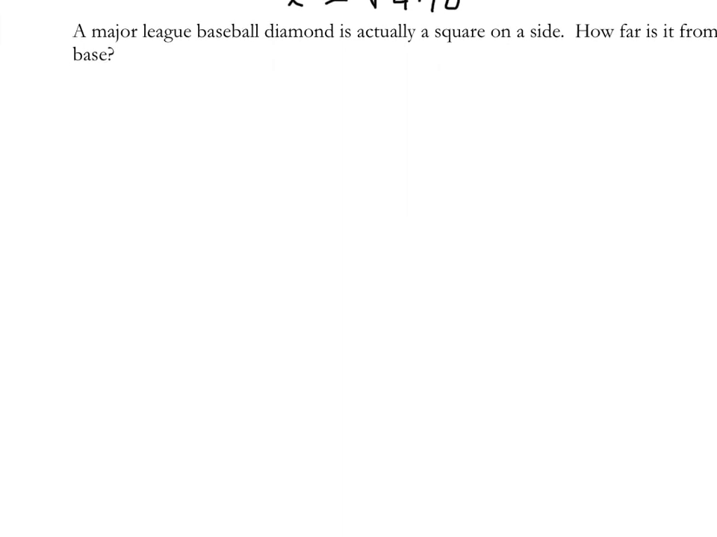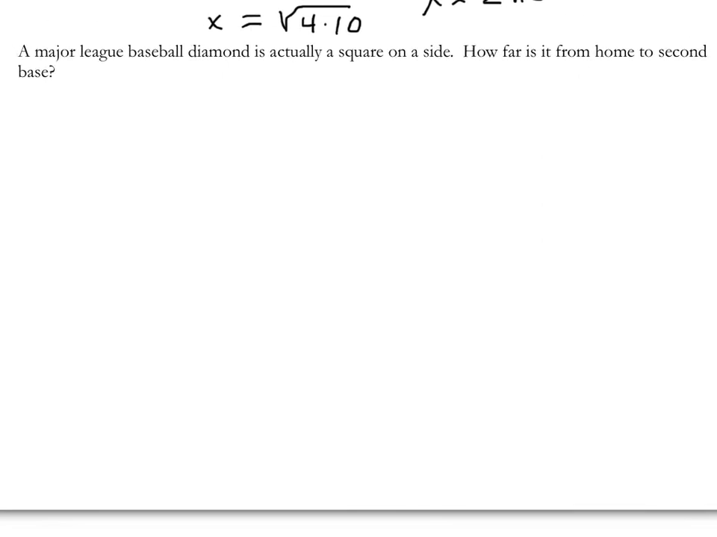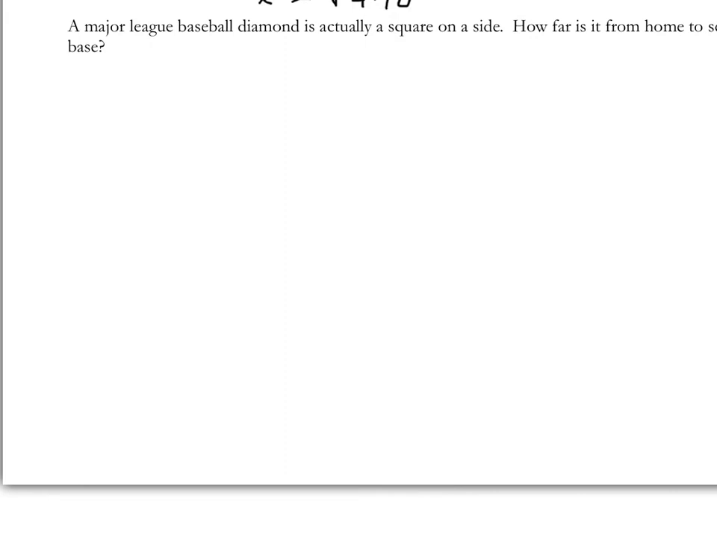A Major League Baseball diamond is exactly a square, 90 feet on a side. How far is it from home to second base? That should read 90 feet on a side. So it's a square that is 90 feet on each side. We want to know how far it is from home to second base.